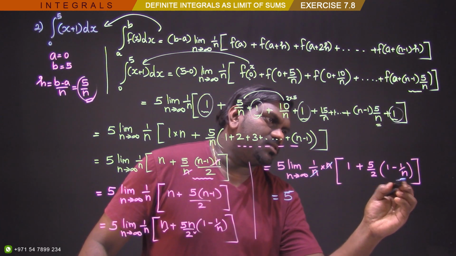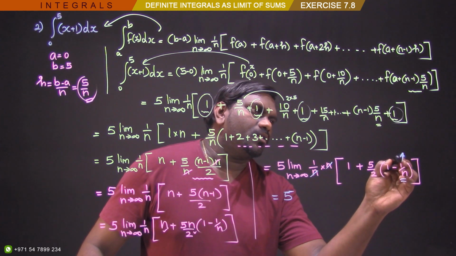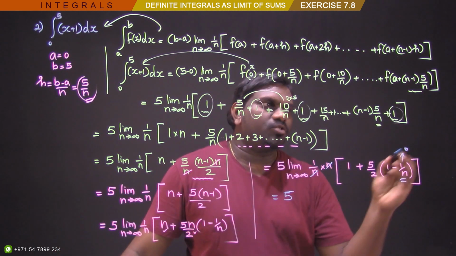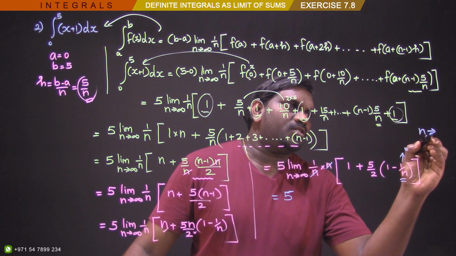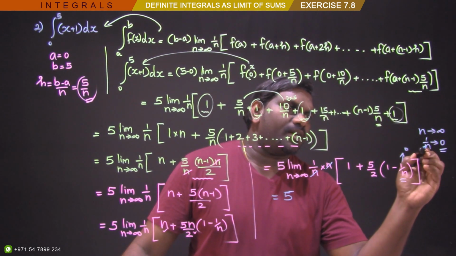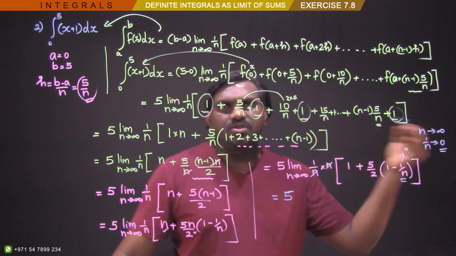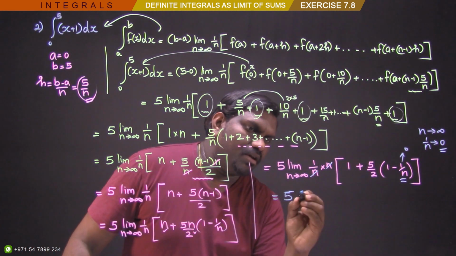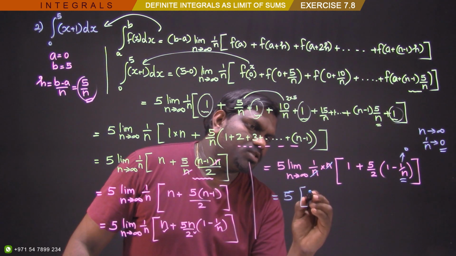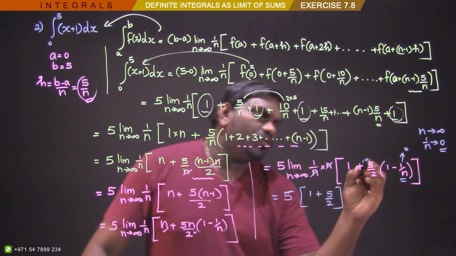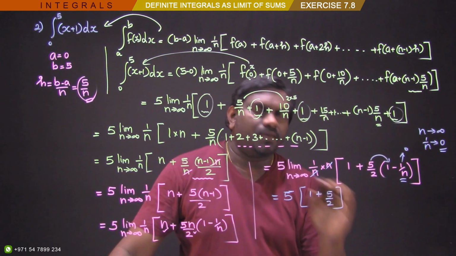So when you apply it, this term is going to be 0. 1 by n becomes 0. I have already told you: when n is tending to infinity, what is 1 by n? 1 by n tends to 0, because the denominator value keeps increasing. So this term became 0. So what I have inside is just 1 plus 5 by 2. That is all. Why 5 by 2? Because 5 by 2 into 1 stays there.